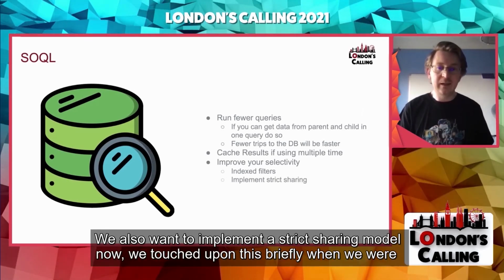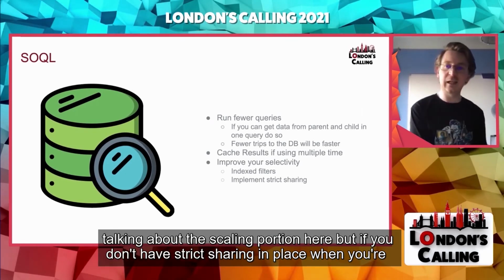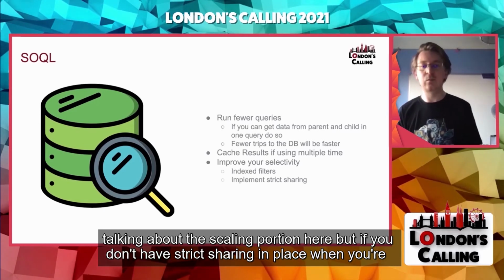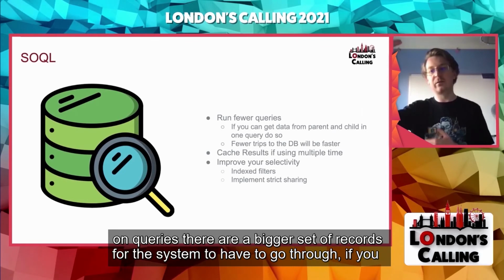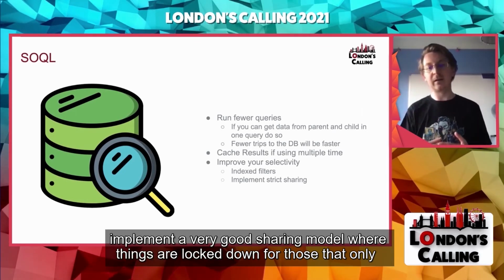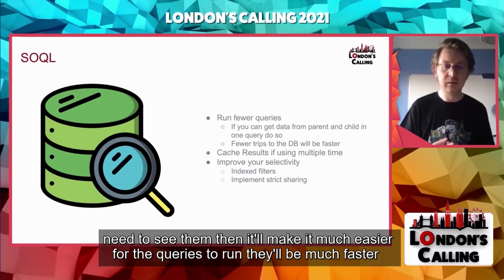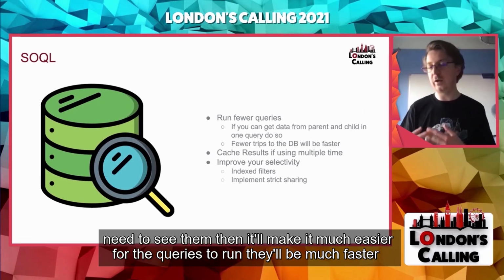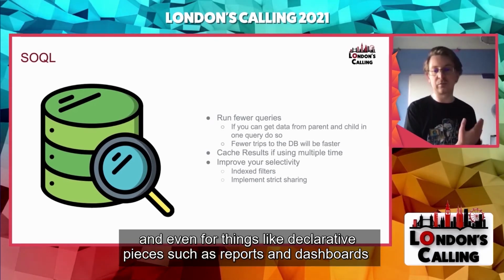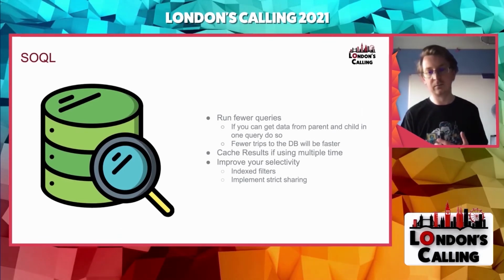You also want to implement a strict sharing model. We touched upon this briefly when we were talking about the scaling portion, but if you don't have strict sharing in place, when you run queries, there is a bigger set of records for the system to go through. If you implement a very good sharing model where things are locked down for those that only need to see them, then it'll make it much easier for the queries to run. They'll be much faster. Even declarative pieces, such as reports and dashboards, will be quicker as well, as they're all using SOQL in the background.